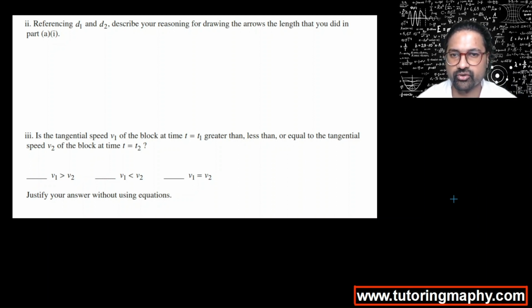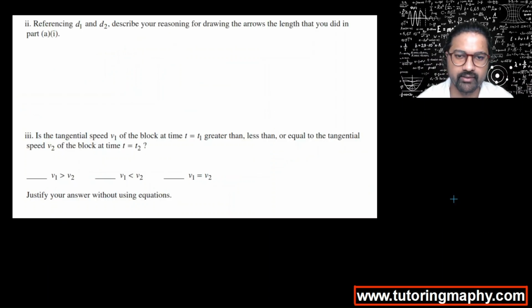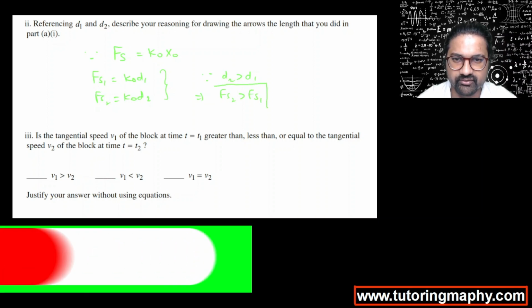Describe your reasoning for drawing the arrows the length you did in part A. So actually we already did that right over here, right? The work in the white one is the description for part 2: since the force of the spring is given by k times x, Fs1 is k d1, Fs2 is k d2. I'm just writing it officially once again. Since d2 is greater than d1, it implies that Fs2 is greater than Fs1, and that is the reason.